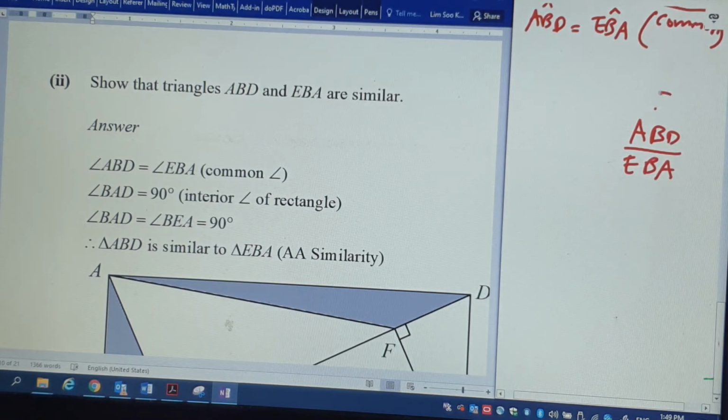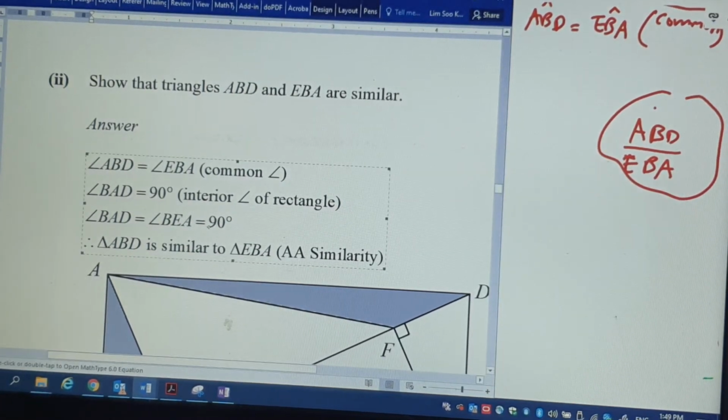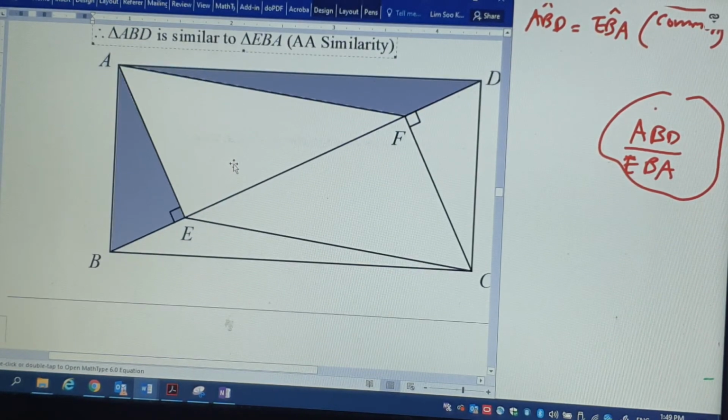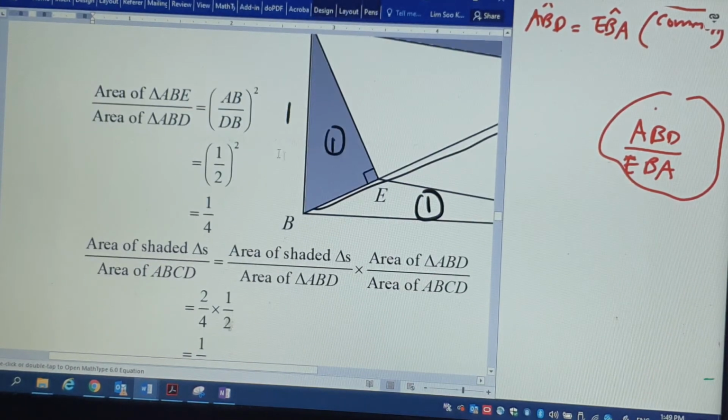But you do it by the side. This is your rough working. It's not the main working. Now you see they are similar. Just now we have proven it already. So you go back to this part here where I've drawn the area.